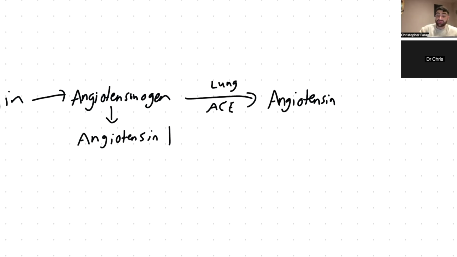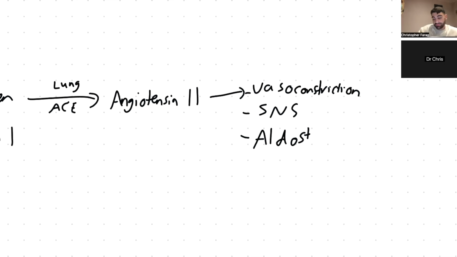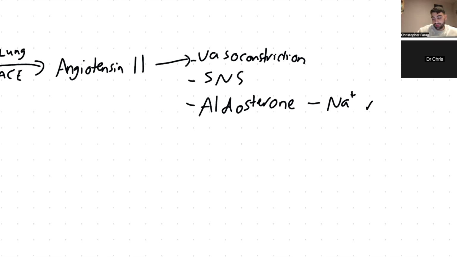Now, angiotensin 2 does lots of things, including vasoconstriction to make sure that blood is being kept for our essential organs. It can help activate the sympathetic nervous system. It can cause release of aldosterone, which now we know causes sodium reabsorption, which allows, therefore, by osmosis, water reabsorption.